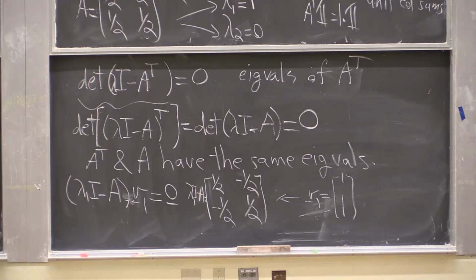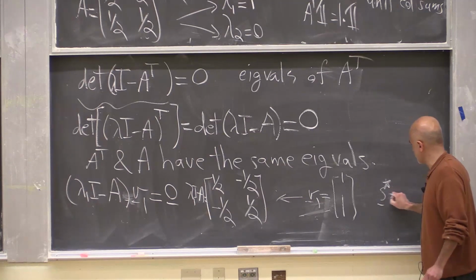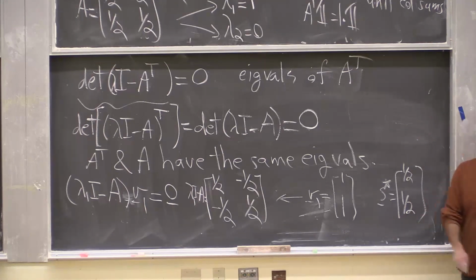Which is precisely consistent with the answer you gave me to the question of what score would you give to each of these nodes? Identical scores. Right? So the score vector for this particular web would be 1/2, 1/2, because I want them to sum to 1.